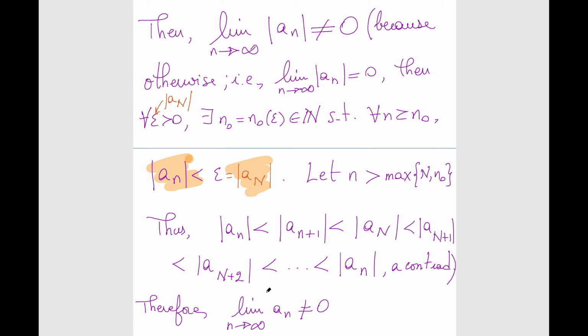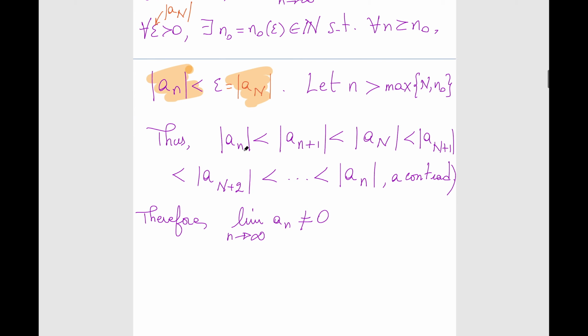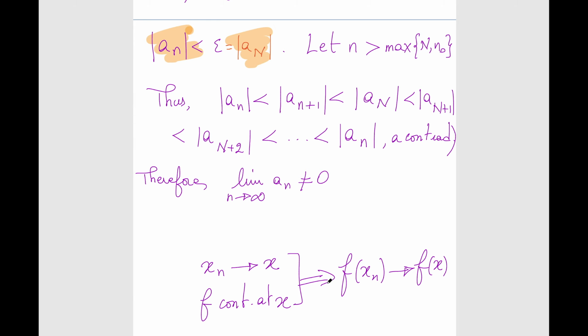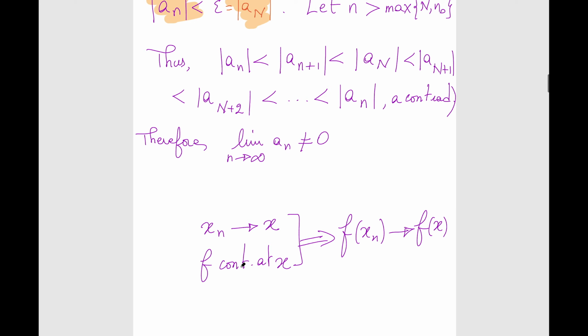Go back to the first section in this chapter, 9.1, sequences. We know that if xn converges to x and f is continuous at x, then f of xn must converge to f of x as n goes to infinity, right? When f is continuous. Take f to be the absolute value function. Absolute value is continuous at any point, right?